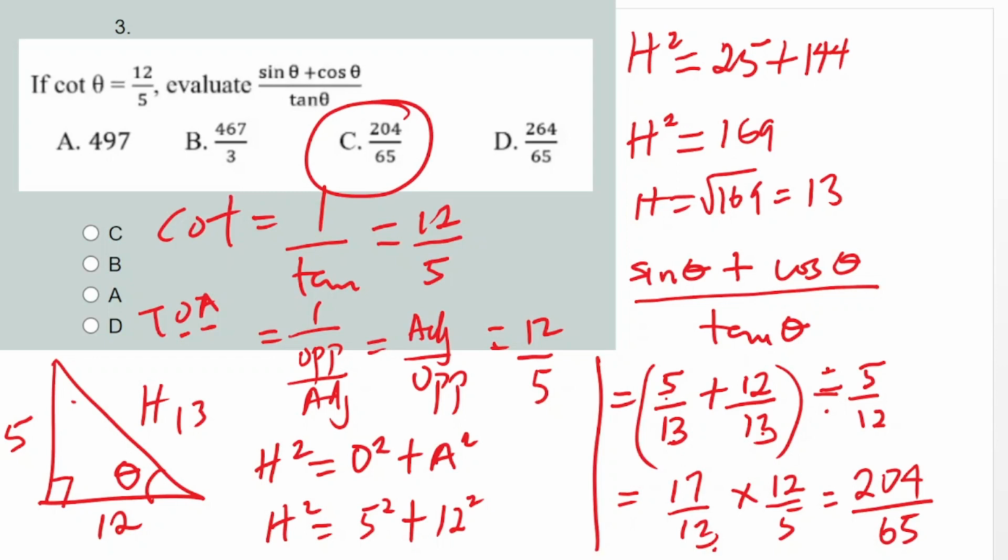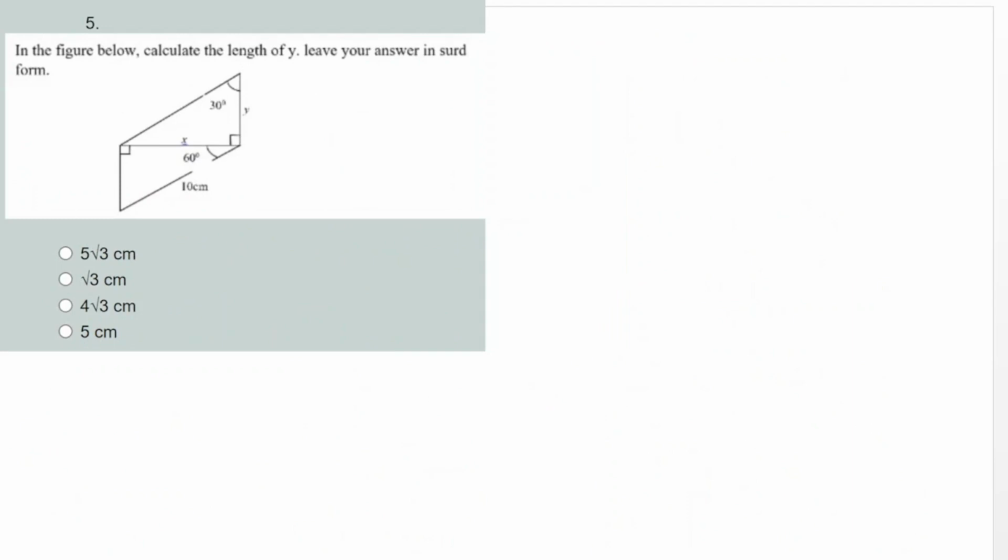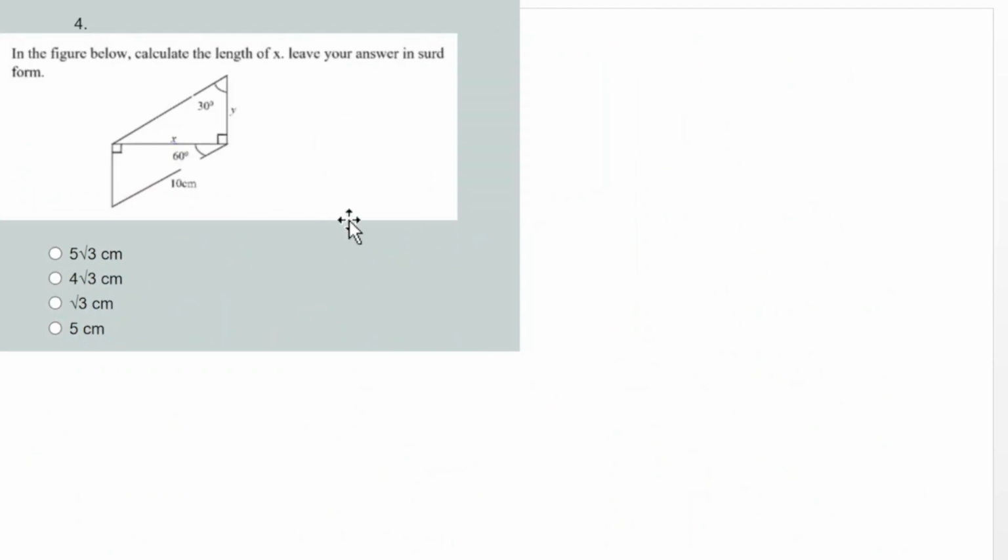So we move to the next question, number 4. Let us jump to question number 4. This one too requires some patience when you are solving it. You have to be very careful as well. In the figure below, calculate the length of x. Leave your answer in short form.